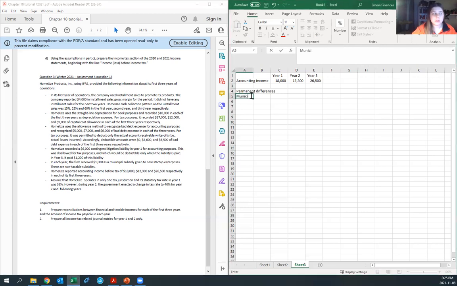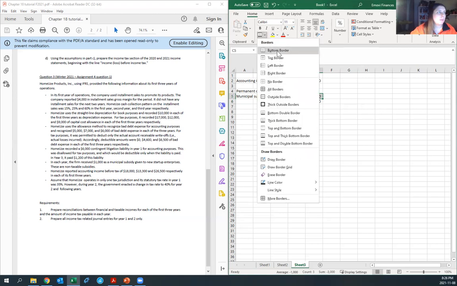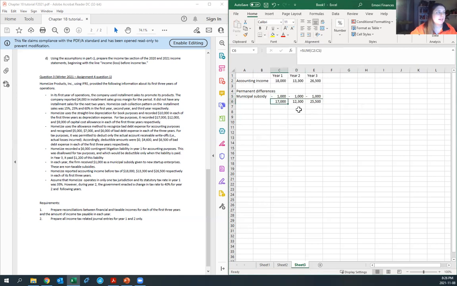So your municipal subsidy is minus $1,000 in year 1, in year 2, and in year 3. So here, your income after the permanent differences is $17,000, $12,300, and $25,500. Then you go in with your temporary differences.